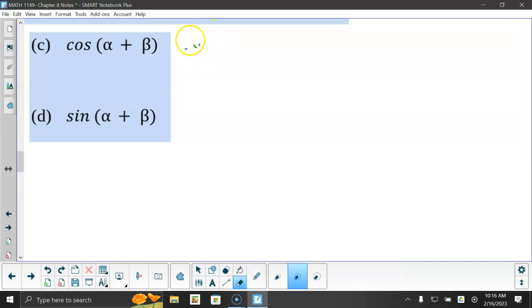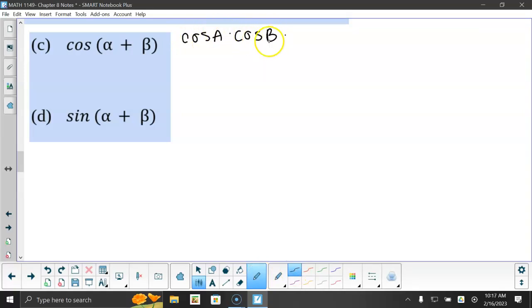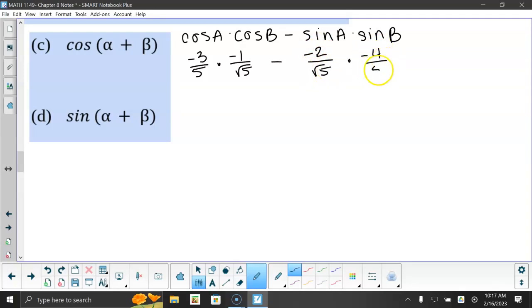I wanted black. Put that in the wrong spot. But we're multiplying, so it works. I flip-flop sine of A and sine of B. Are we okay with that?